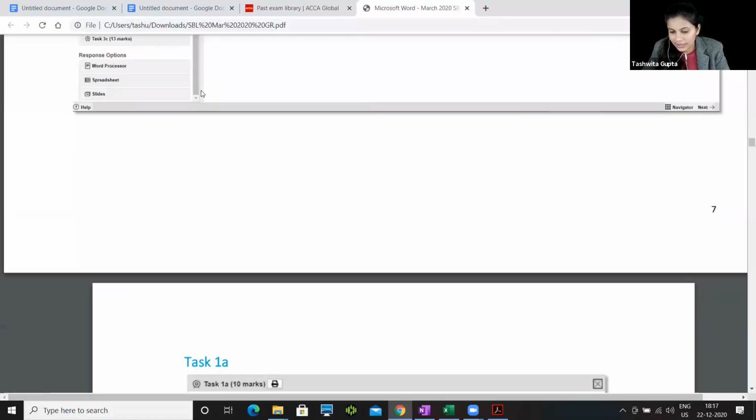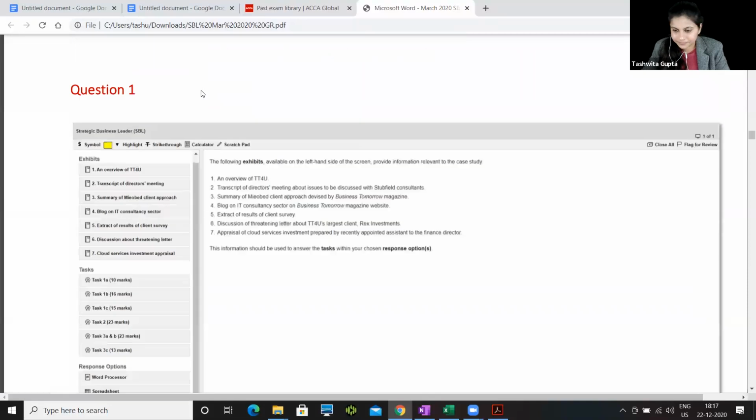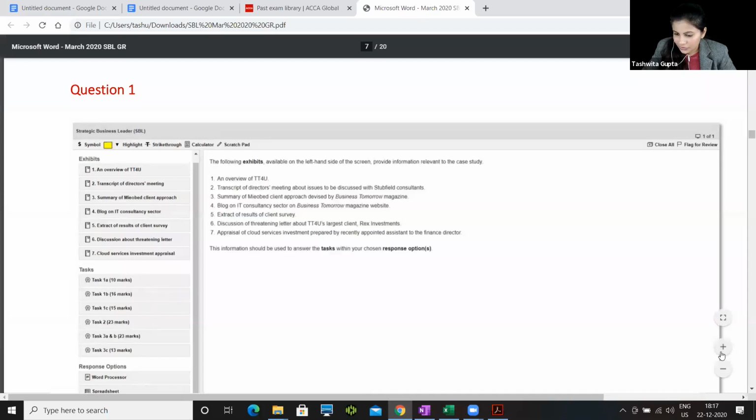Now let us see the actual paper. Okay. Now see, this is how, I hope you can see my screen well. Let me just zoom a bit.